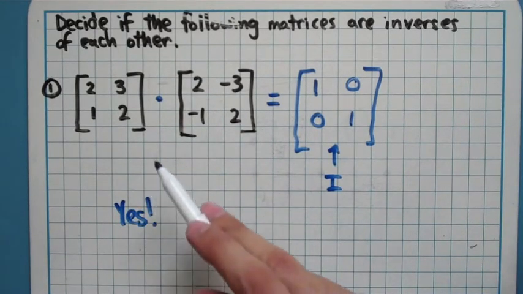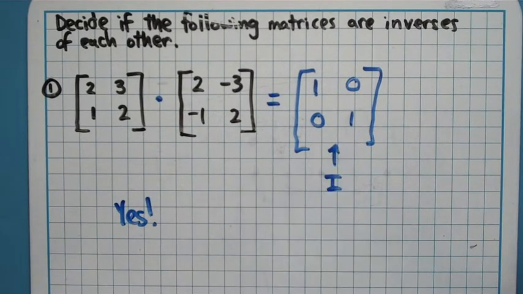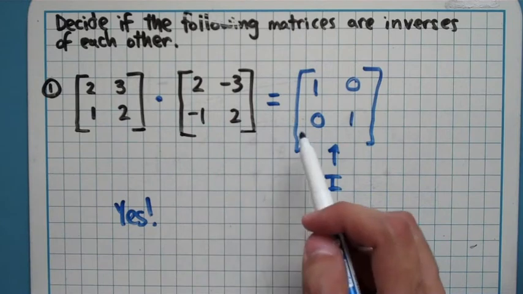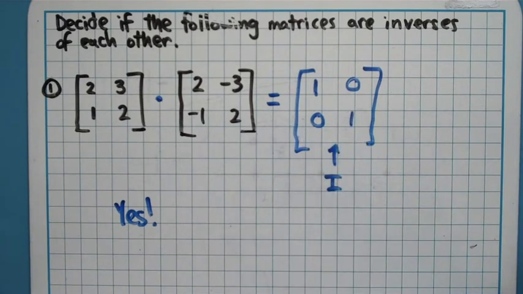If I had multiplied those two together and gotten anything else in the world, any different numbers, they would not be inverses of each other. But because they multiplied and gave us just this identity here, they're inverses.